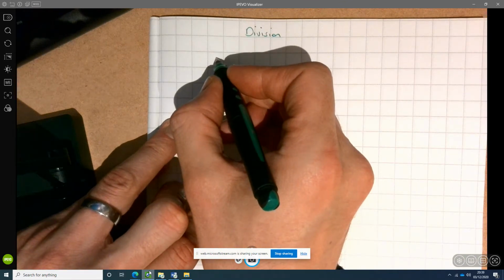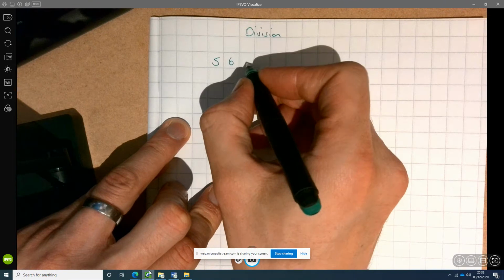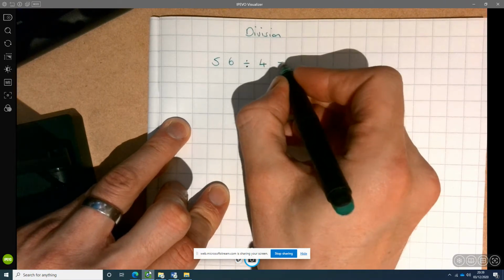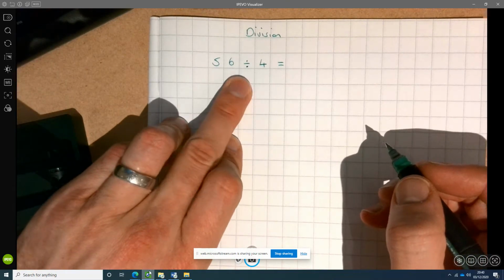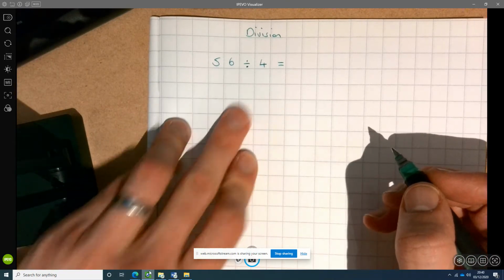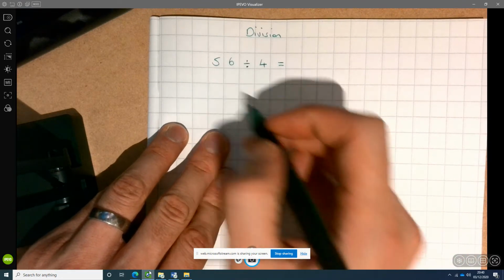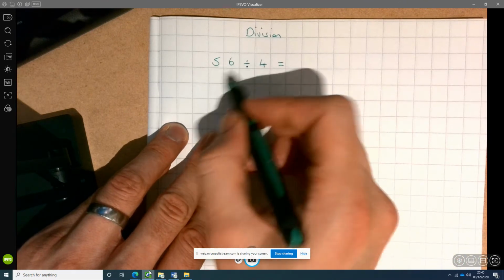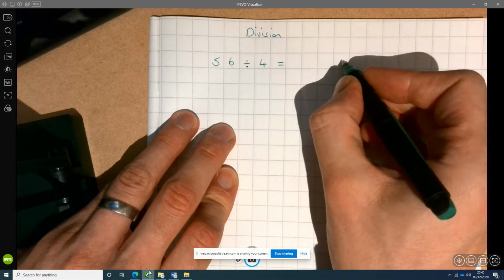Let's say we had 56 divided by 4 equals. We can't see straight away what it is, so we're going to have to do bus stop, short division. The number that comes first is the number we're dividing by. If you think of this in the context, it's 56 sweets divided across 4 people. So we're going to set it up like this.